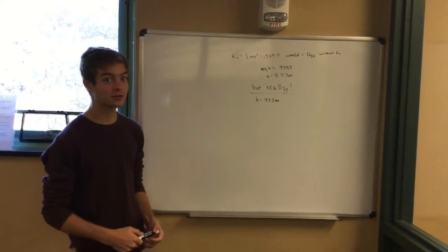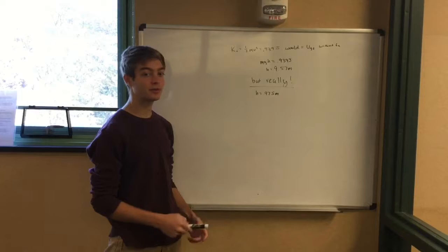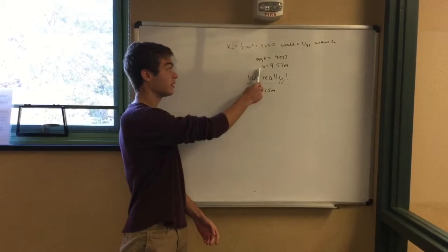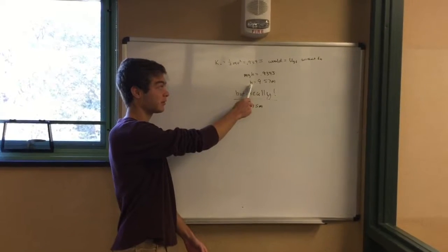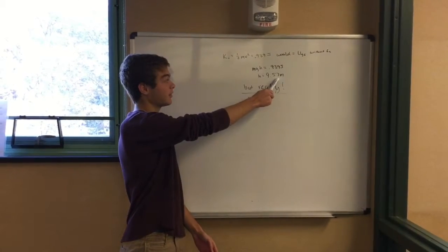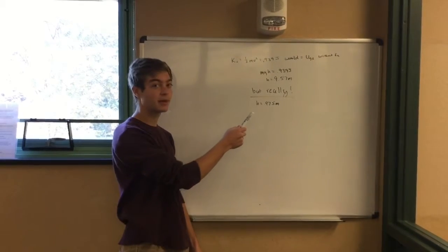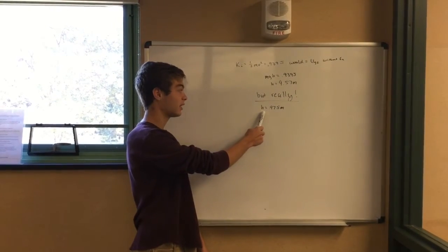Okay, so for our results, if we calculate the height without the energy lost from air friction, we'll find that the theoretical height without air friction would have been 9.57 meters. But in real life, with the loss of energy from air friction, the height is 0.975 meters.